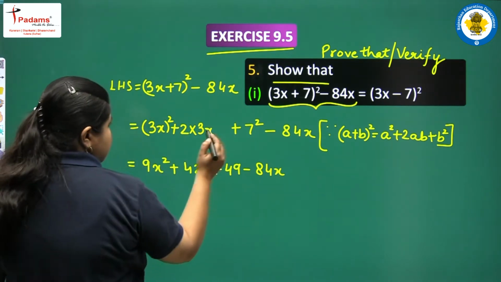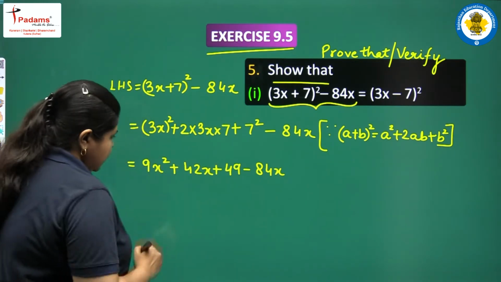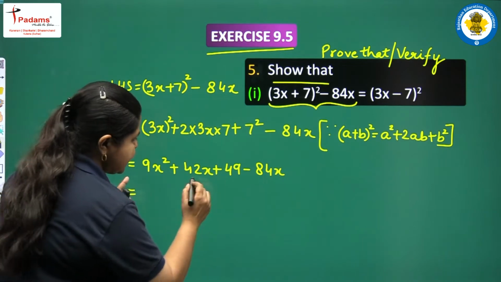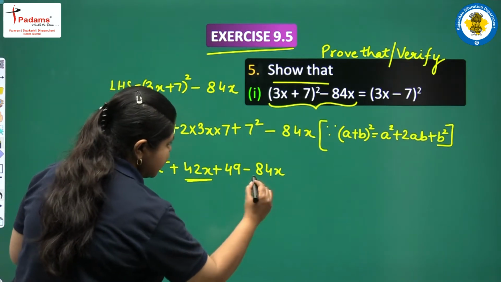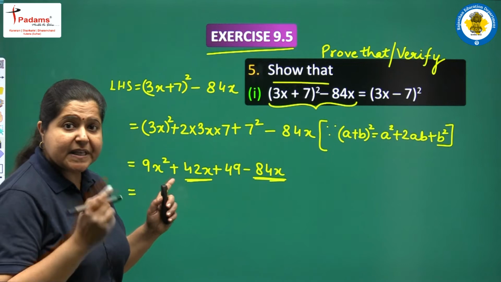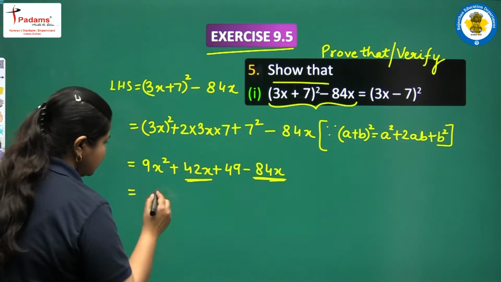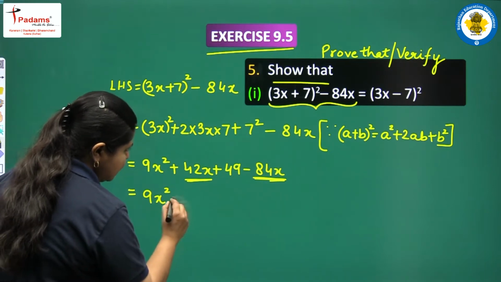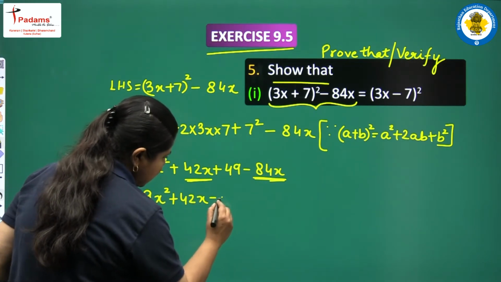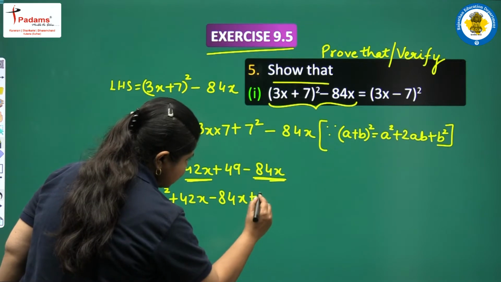Now again, just look at these like terms. This is plus 42x and this is minus 84x. ये like terms हैं क्योंकि यहाँ पर variable same है, power same है. So we can add these two terms. We will get 9x square plus 42x minus 84x plus 49.